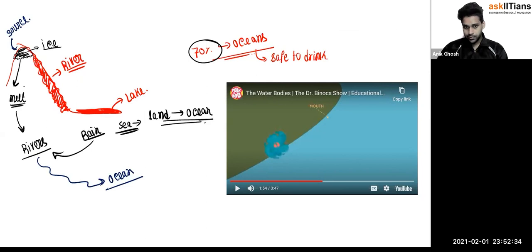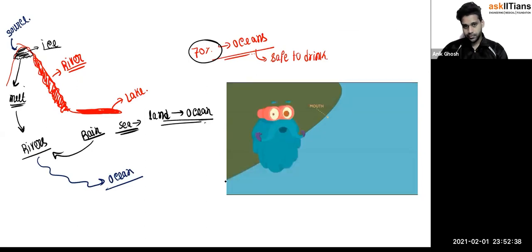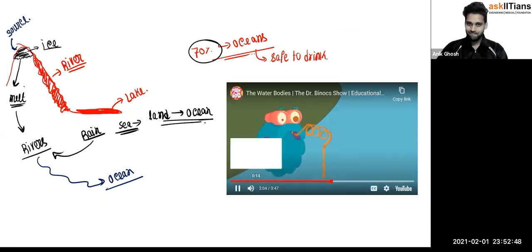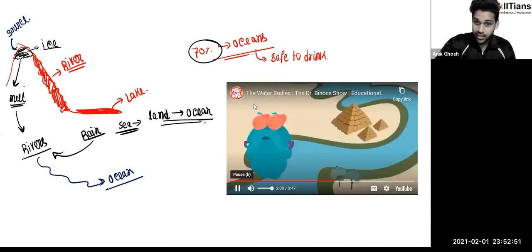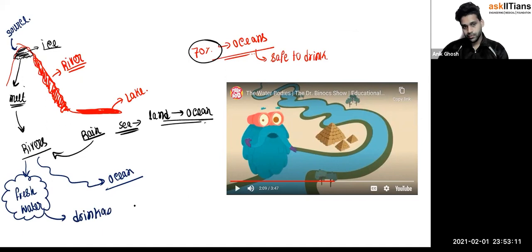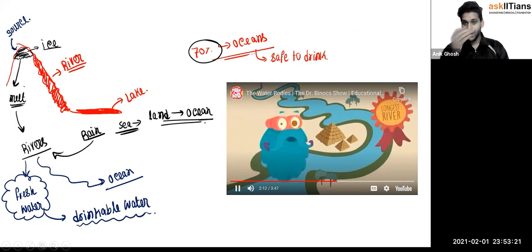Okay, mouth. That's the point. So these rivers contain fresh water. These are the waters that we can drink. The fresh water is the water that we can drink. So these are the drinkable water. Fine. This is the drinkable water. Nile is the world's longest river.